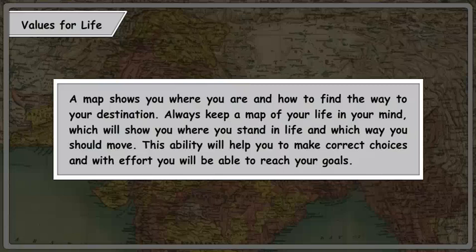Values for life. A map shows you where you are and how to find the way to your destination. Always keep a map of your life in your mind, which will show you where you stand in life and which way you should move. This ability will help you to make correct choices, and with effort, you will be able to reach your goals.